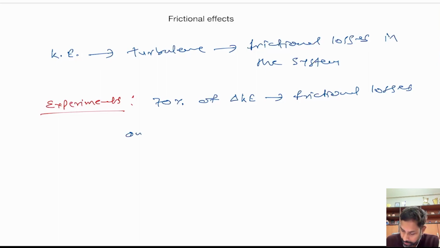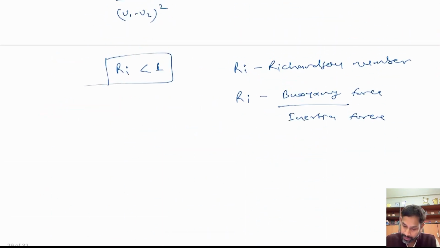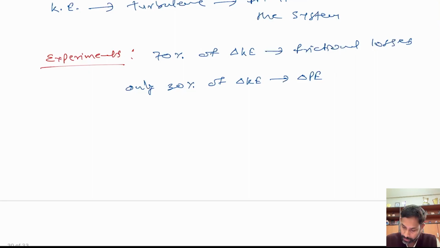Okay, only 30% of delta Ke converts into delta Pe. So only 30% of that energy is actually helping in mixing. And that is why, while we have this criteria, this is true only for an ideal case, but in reality that is not really true, and that is why we need to modify this criteria and write that 0.3 times delta Ke should be greater than delta Pe.